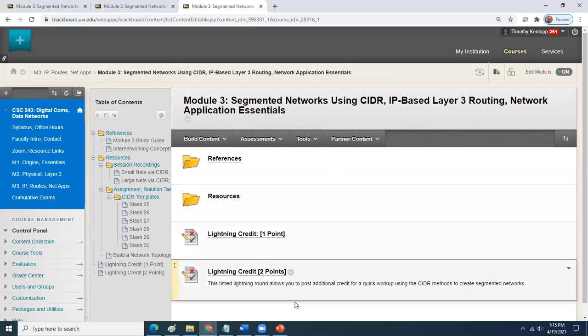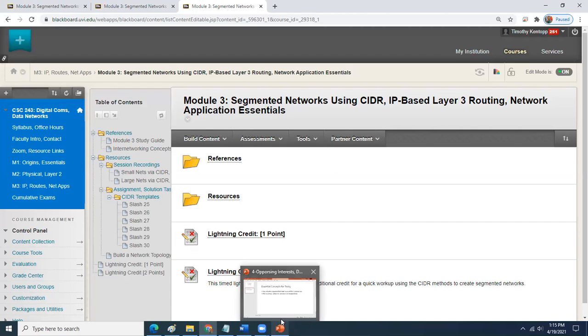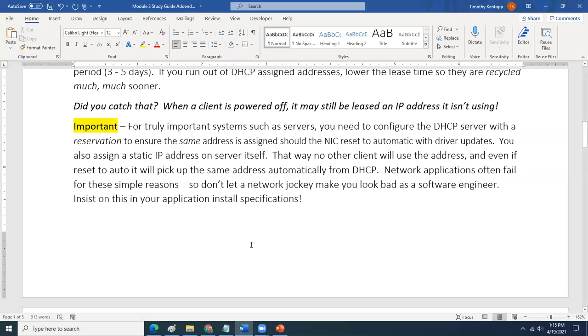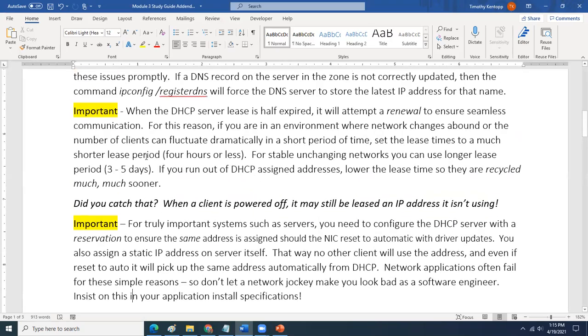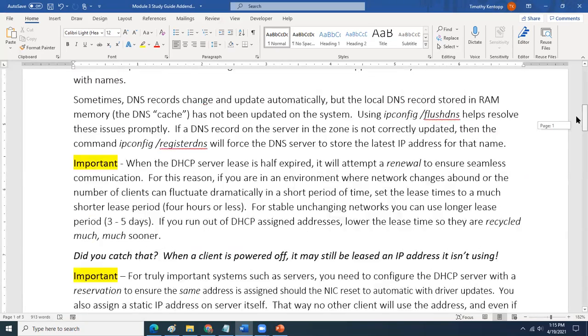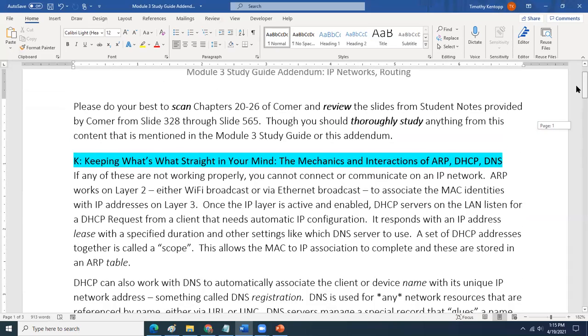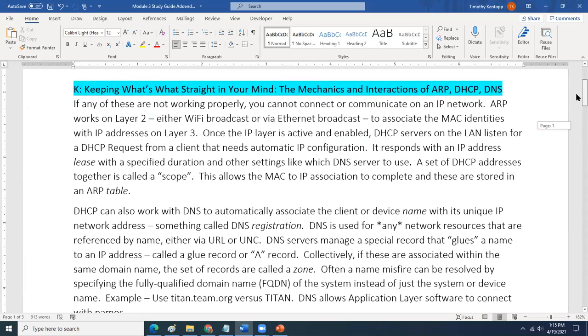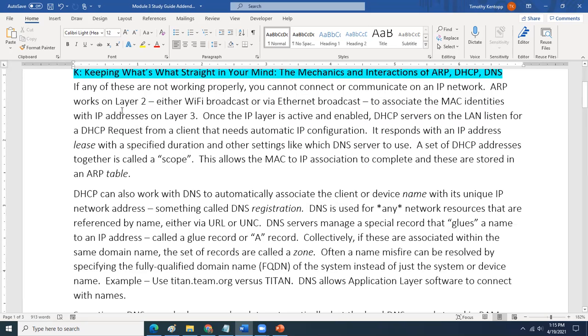What I'd like to do now is get back to finish the topic that we were covering on Fridays. We were talking about how DHCP, we wanted you to understand the interactions between ARP, DHCP, and DNS on the different layers. So ARP plays on layer 2. It assigns and helps track the MAC identity to the IP network address.